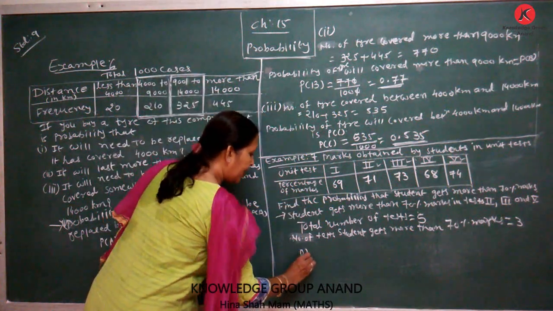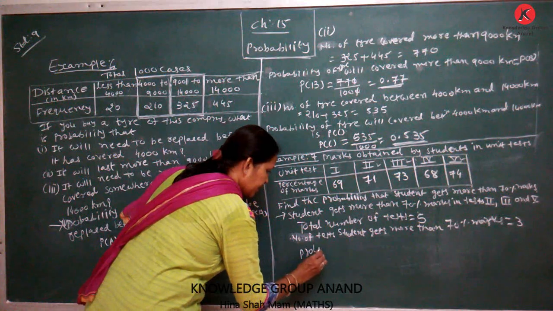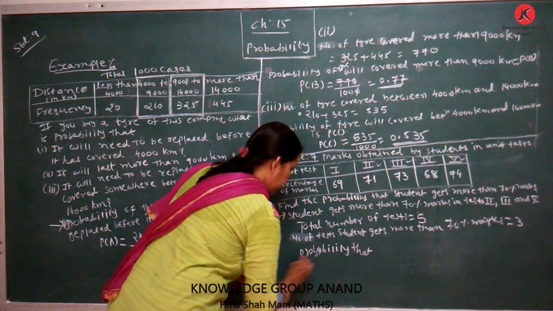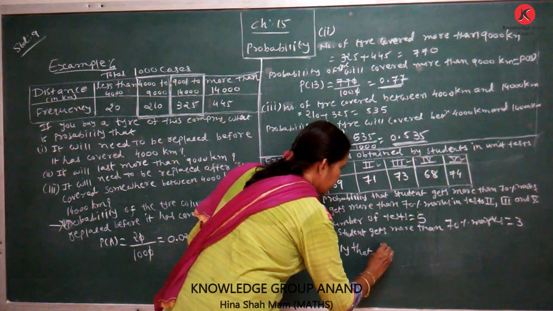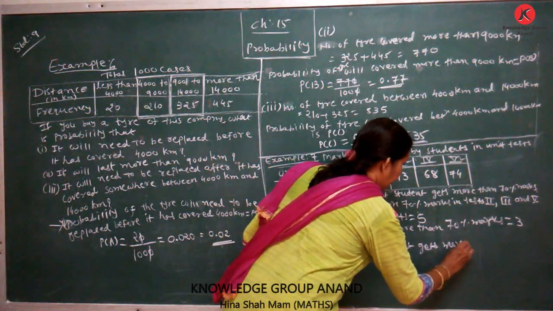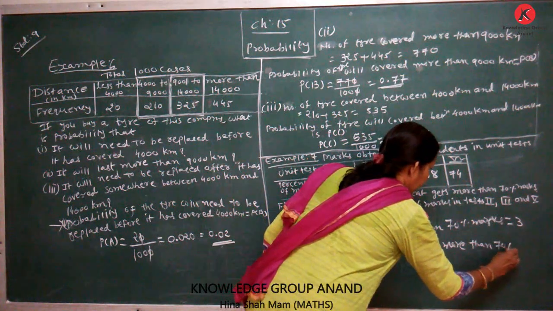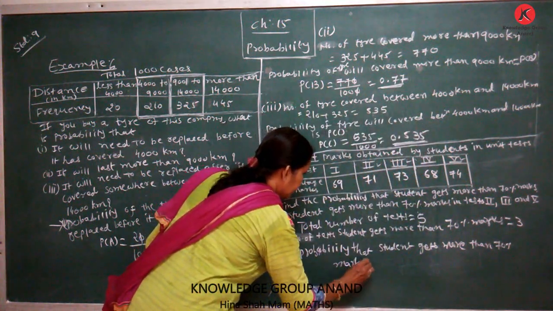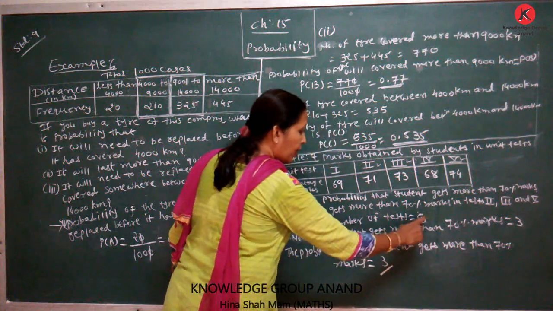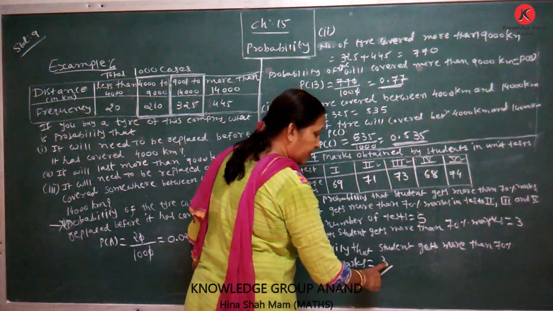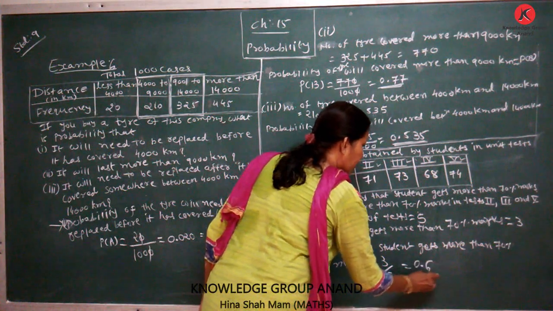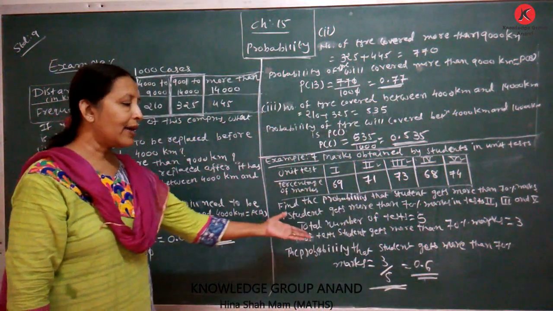Therefore, the probability that the student gets more than 70% marks is equal to 3 upon 5, since the number of such tests is 3 and the total is 5. The probability is 3 upon 5, otherwise you can write it as 0.6. Both answers are correct.